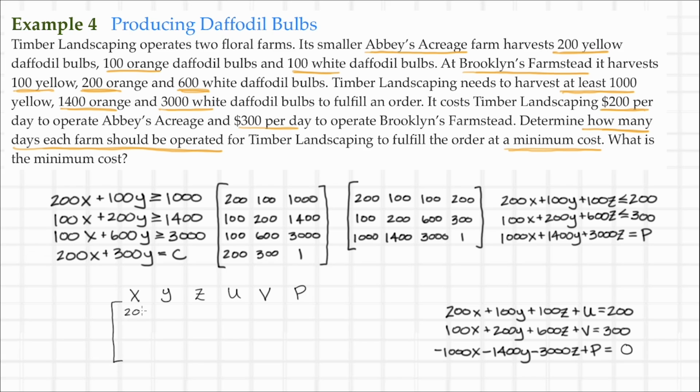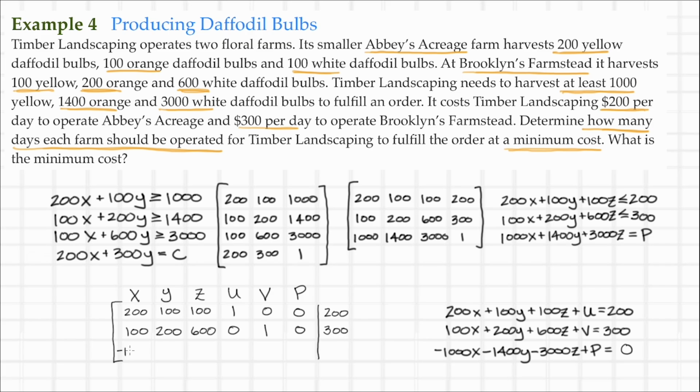We have 200, 100, 100. We have a slack variable in our first equation here. No slack variable here. Put in our vertical line. And then 200. Then we'll do 100, 200, 600. No slack variable u, but we do have a slack variable v. And then 300.